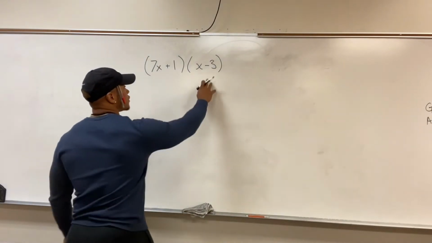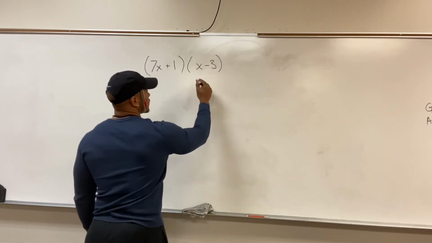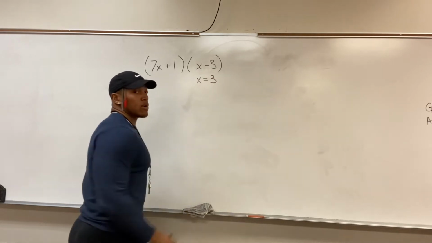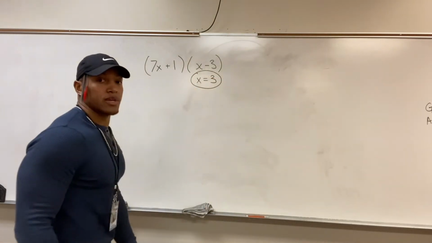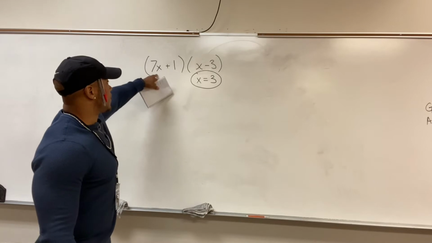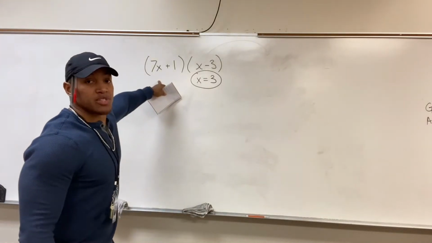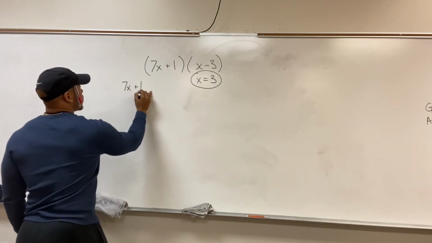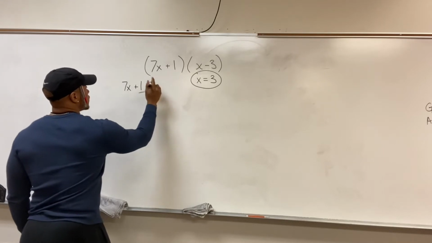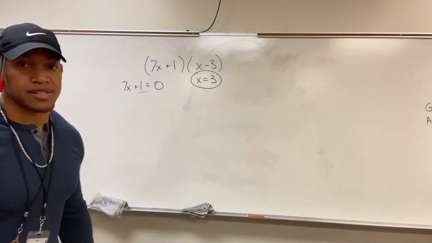Obviously, we know if we're finding the root or the zero, it's going to be the opposite of whatever this is. So I know this is a negative 3. My x for this one is going to flip and equal positive 3. Okay, so I have my first x-intercept right here. Okay, next one. I still got to factor out the 7x plus 1. How do I do that? I got to set this equation to 0. Okay, so we're going to have 7x plus 1 is equal to 0, okay? You guys all took algebra 1, so the next step should be very simple.